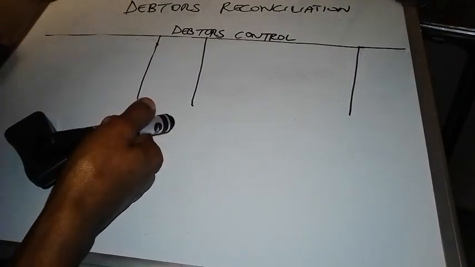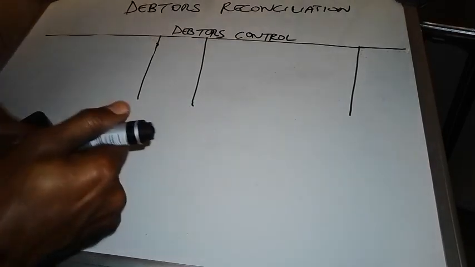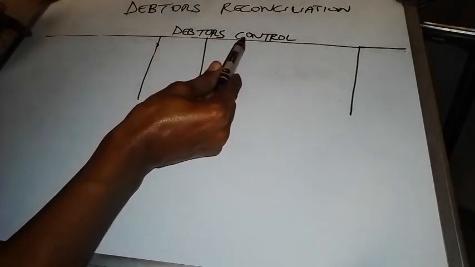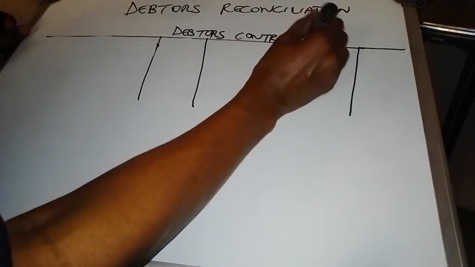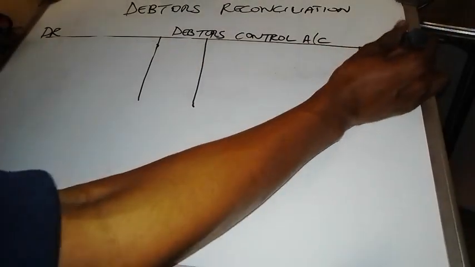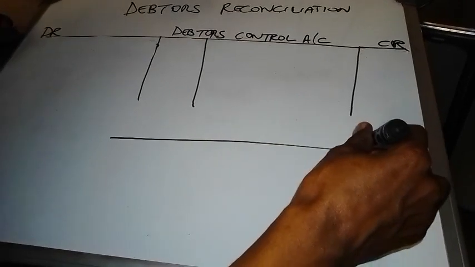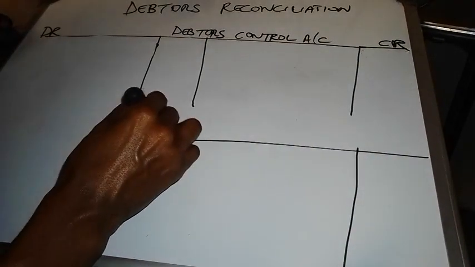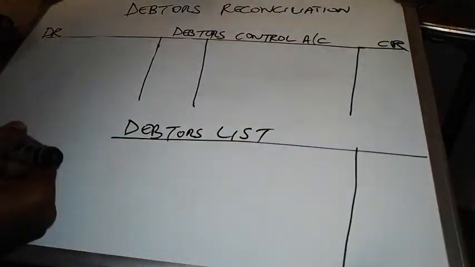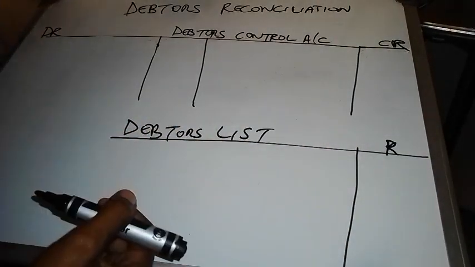Okay, so we are doing debtors reconciliation here. Whenever you're doing debtors reconciliation, you are going to open or throw up a debtors control account, right? So this is your credit and this is your debit. Now the next thing that we are going to do is a debtors list. Debtors list, right? So here you put your amount, here you put your details, right?